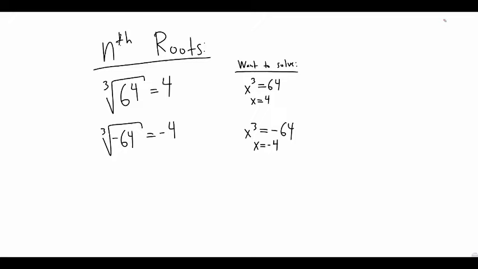Let's continue. Let's go back to positive 64. Now let's take the square root. Let's do an even root. Solving this equation, this equation has two solutions, positive 8 and minus 8. Right? When you square negative 8, you get 64. And of course, when you square positive 8, you get 64. So this actually has two solutions.